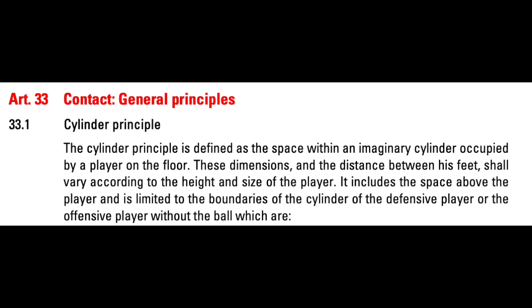The first paragraph of the cylinder principle talks about the dimensions of this imaginary cylinder and that your dimensions vary according to the height and size of the player. Naturally, a bigger player is going to require a bigger cylinder. However, his parameters don't get expanded. He's just larger, so he gets a bigger cylinder. We're going to look at these parameters when we look at the offensive and defensive cylinder.